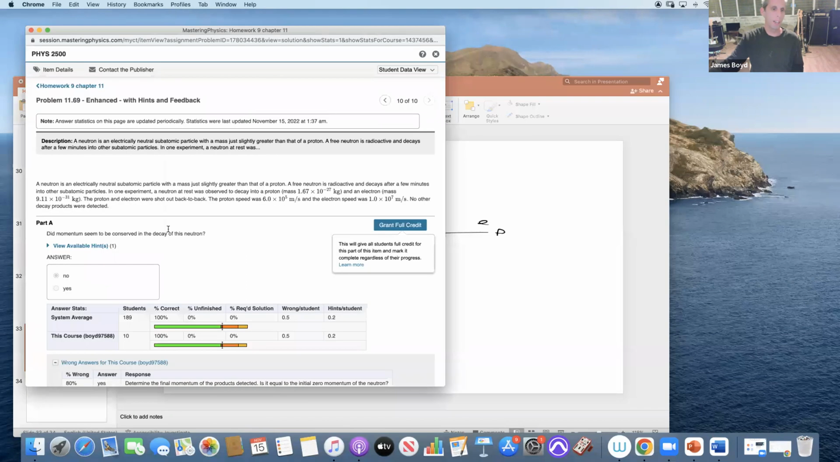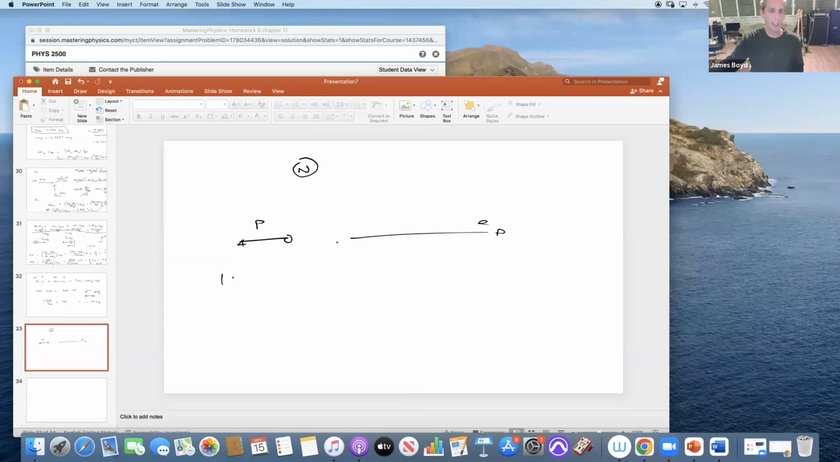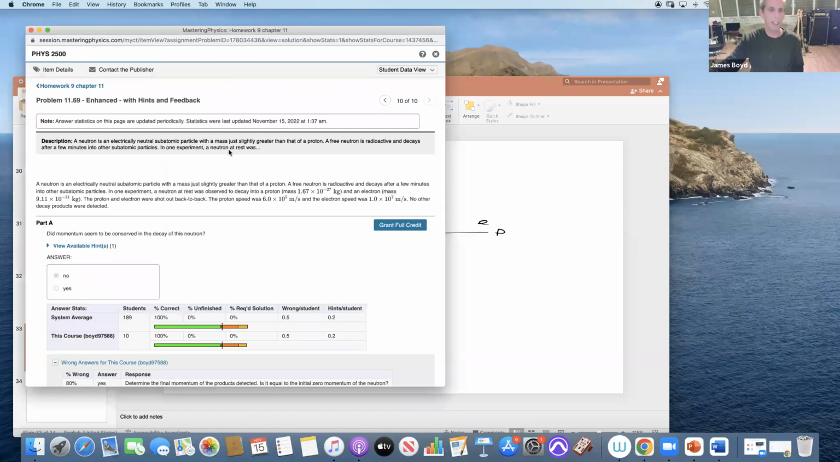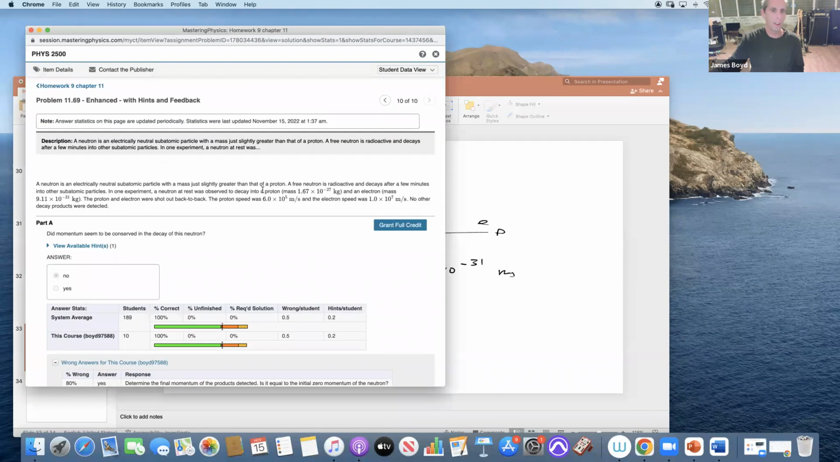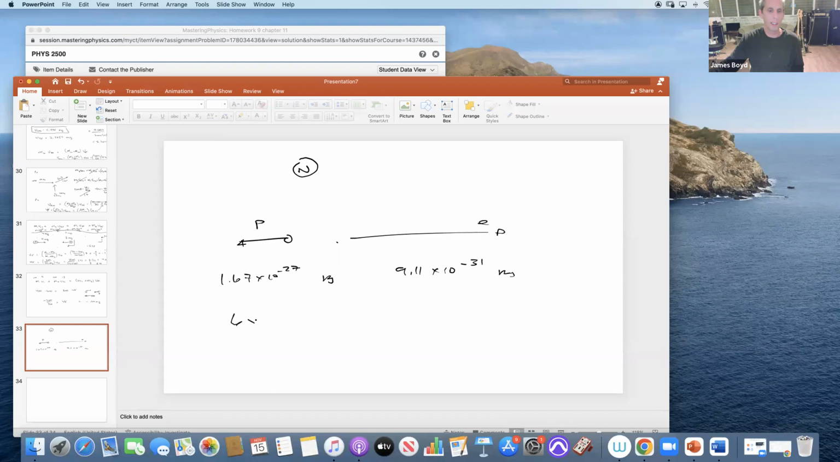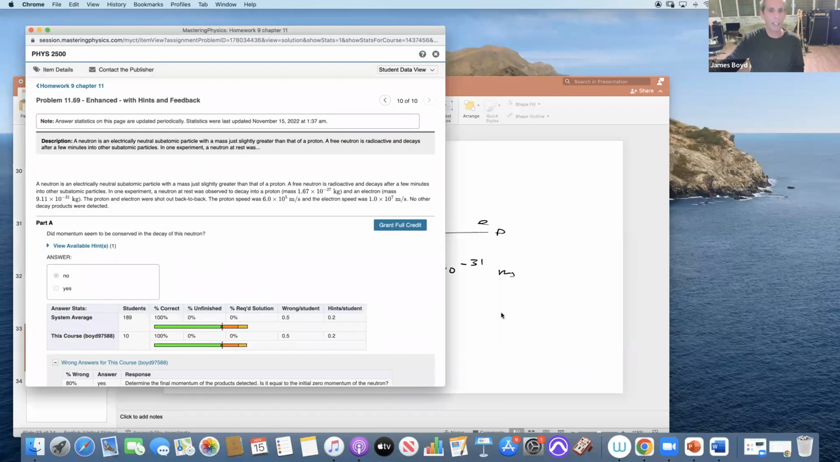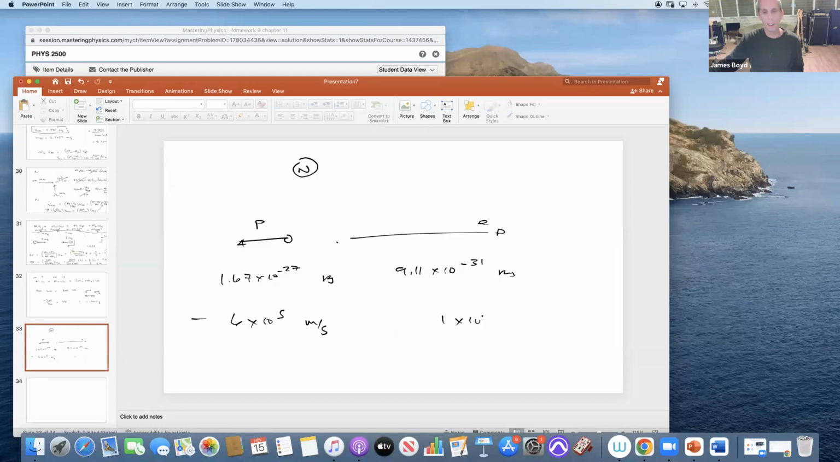The proton has a mass of 1.67 times 10 to the minus 27. The electron has a mass of 9.11 times 10 to the minus 31. Okay. And the proton speed was 6 times 10 to the 5th. I'm going to call that negative. The electron was 1 times 10 to the 7th, and it was positive. So if we add these two momentums together, we should get 0.